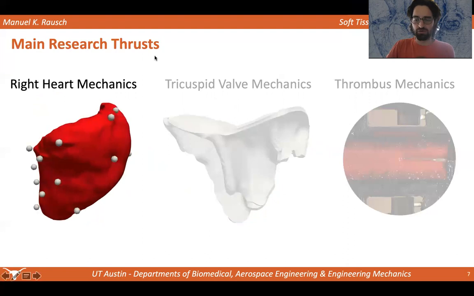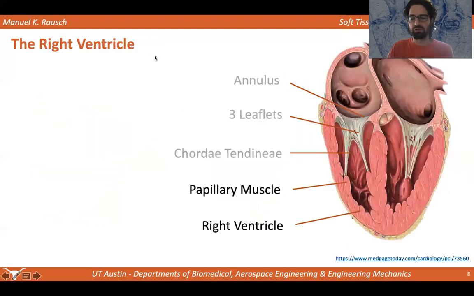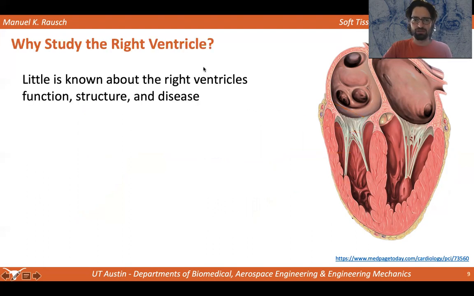So first of all, right heart mechanics. First of all, what is the right ventricle? You know, the heart has 4 chambers. It has the left ventricle, the right ventricle, and the 2 atria. The left ventricle is being studied by a ton of different groups, and there has been a lot of work, but not on the right ventricle. And so the right ventricle is really comprised of the right ventricular free wall, as well as the septum that is shared between the 2 sides, and the papillary muscle. And we'll talk about the tricuspid valve later on a little bit.